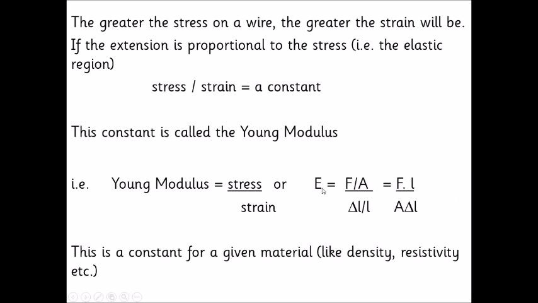Sometimes you'll see this equation. So Young modulus has a symbol E, force divided by area, divided by change in length divided by original length. So this is our stress, force divided by area. This is our strain, change in length divided by original length. Because we're dividing by a fraction here, we can turn it over and multiply by it. So we get force times length over area times change in length.